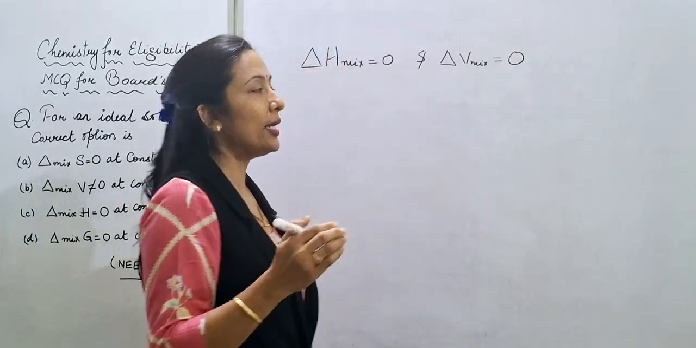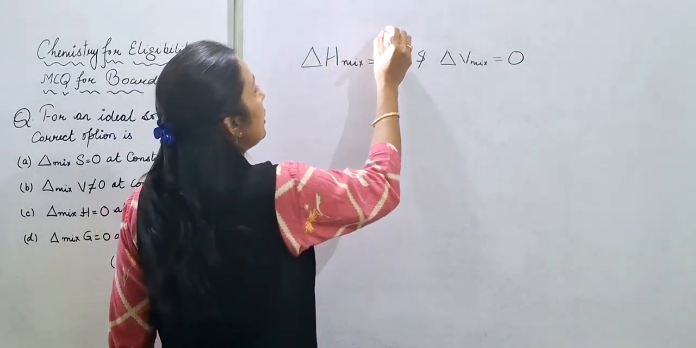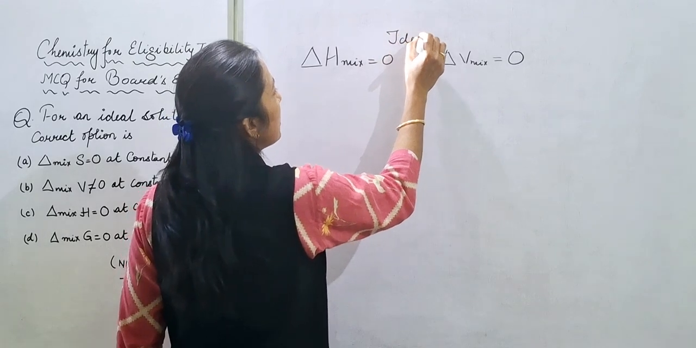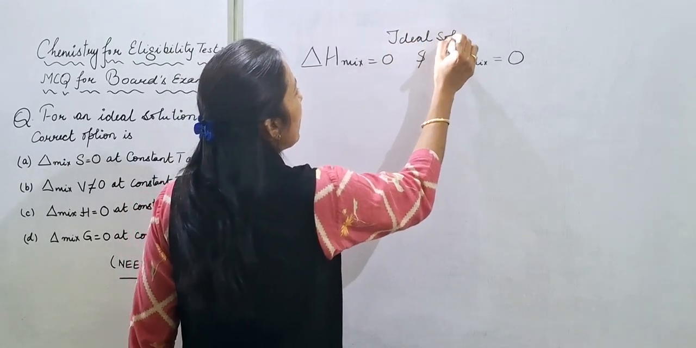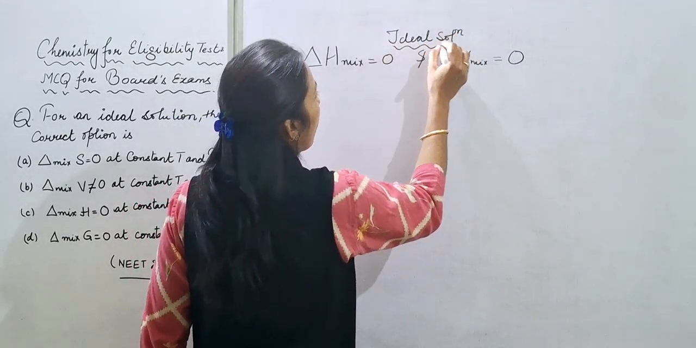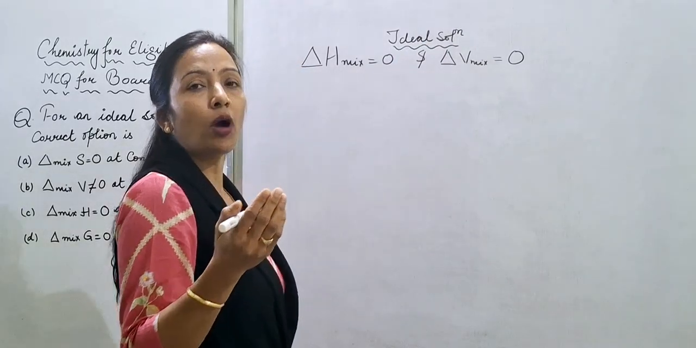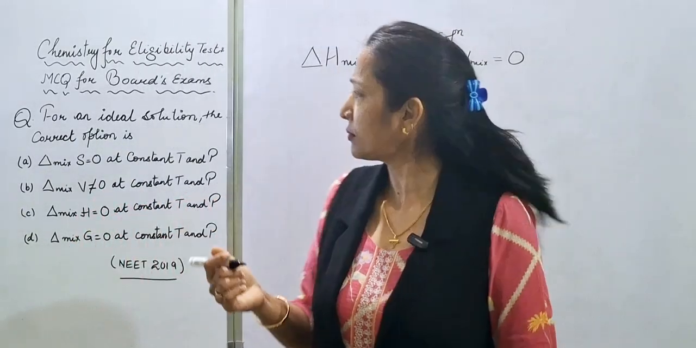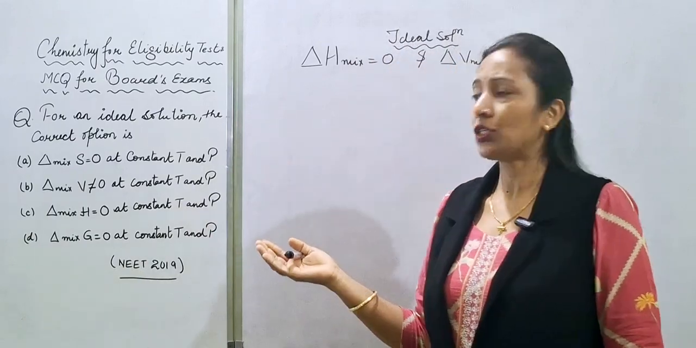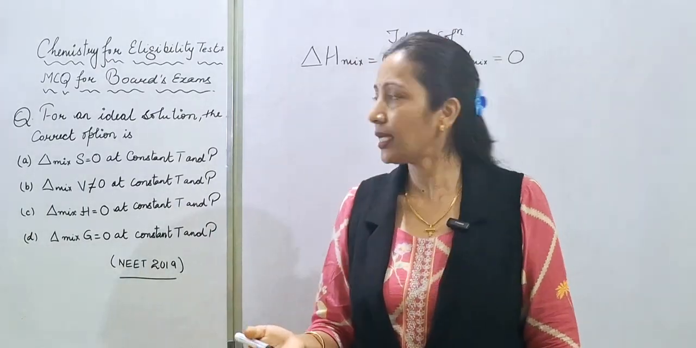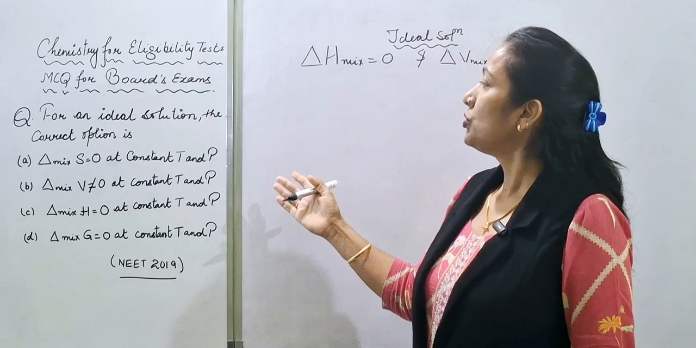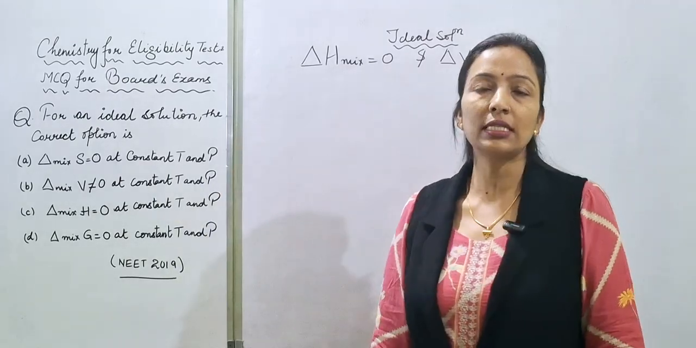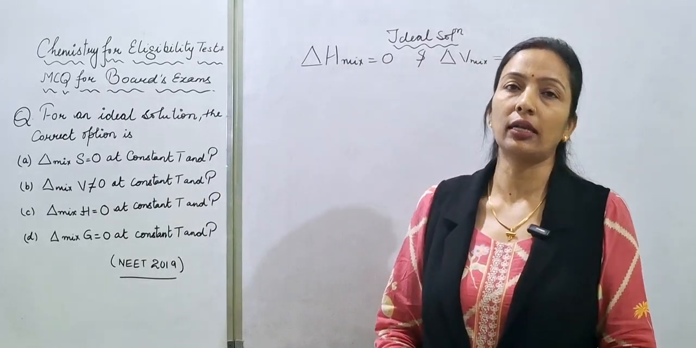These are the two conditions for the ideal solution, and ideal solutions are those solutions which follow Raoult's law, and it is a subtopic from the unit Solutions, class 12th chemistry. Now let's have a question from NEET 2019. For an ideal solution, the correct option, four options are given to us, and which is the correct one.